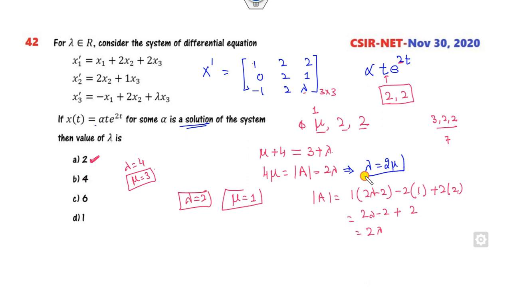If I substitute here, what is the value of mu? Mu is 1. Once mu is 1, you can see lambda will be 2, which is the right answer of this problem.